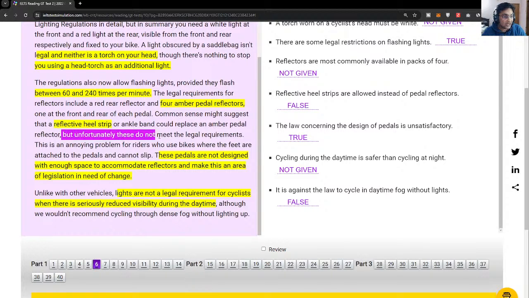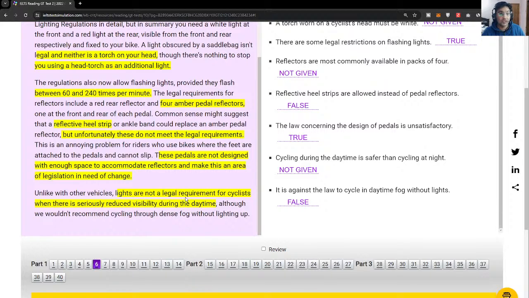Reflective yield strips are allowed instead of pedal reflectors. But unfortunately, these do not meet the legal requirements, and hence it is false. The law concerning the design of pedals is unsatisfactory. The pedals are not designed with enough space to accommodate reflectors and make this an area of legislation in need of change. True.